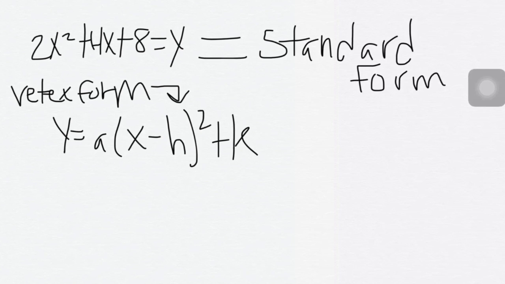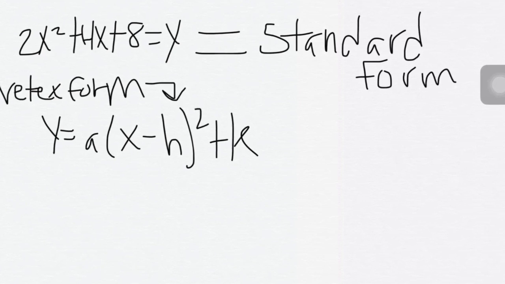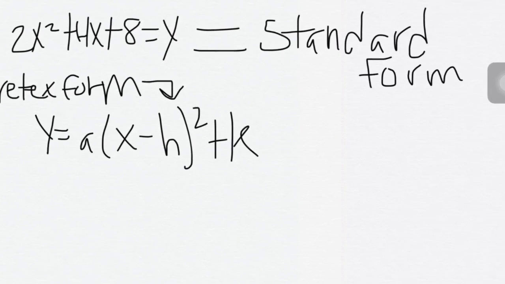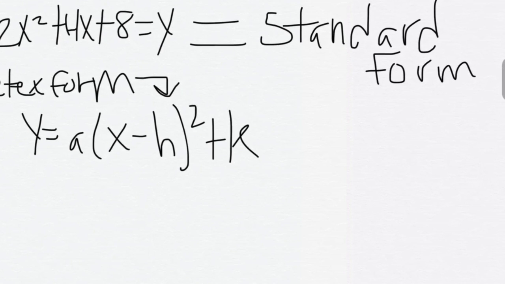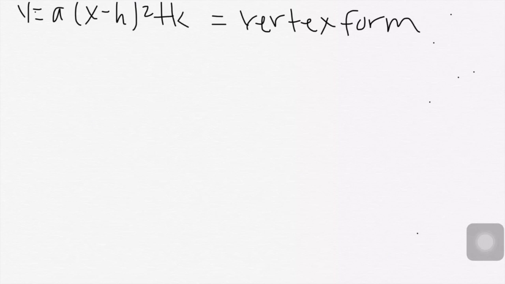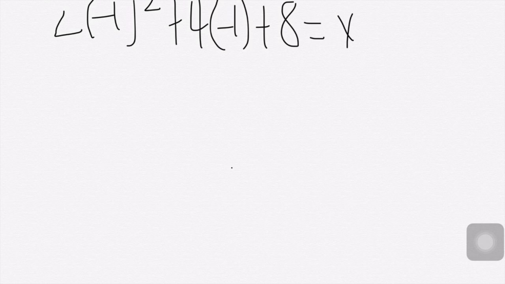We have our standard form equation. Now we are going to switch it into vertex form, which is y equals a times parentheses x minus h to the power of 2 plus k. Now we're going to find the vertex using the vertex formula. X equals negative b over 2a. X equals negative 4 over 2 times 2. X equals negative 1.